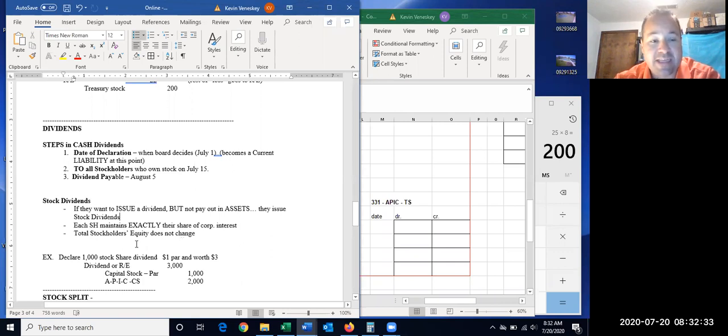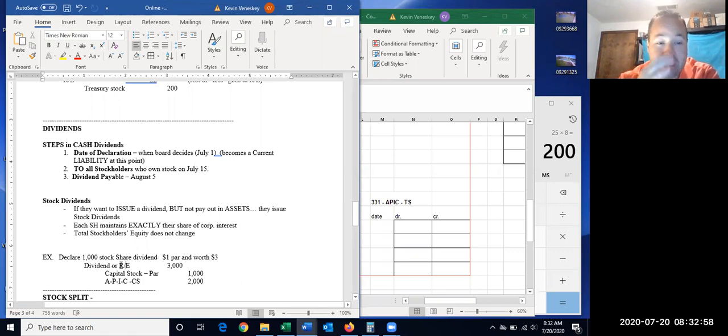Usually when there's a stock dividend, the assets of the company don't change. Your value in the company stays the same as well. It's just that you have more shares, and the more shares you have, usually you can get more money out of it later on. So I just gave a little example here.